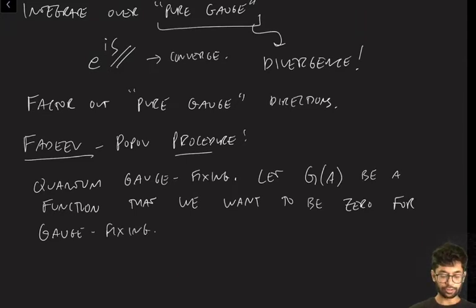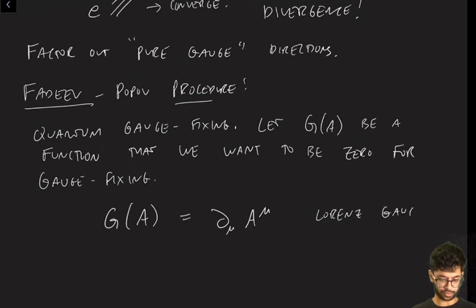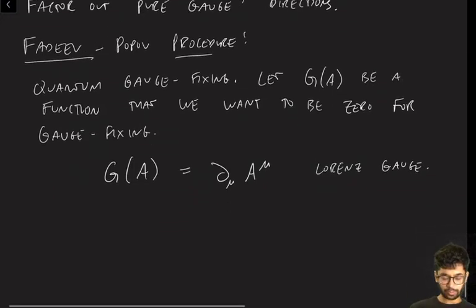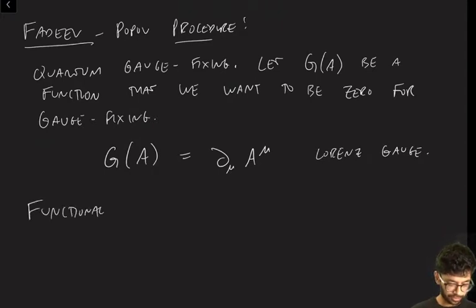So for example, if you recall earlier, we studied Lorentz gauge, where d mu A mu was equal to 0. If we were doing Lorentz gauge, we would say that G of A is the function d mu A mu. Okay? So this is the Lorentz gauge choice for G of A. Now, the point is, we want to use this gauge fixing function to sort of project out some stuff in the path integral. To do this, I have to introduce a new mathematical thing. Let me introduce the concept of a functional delta function.